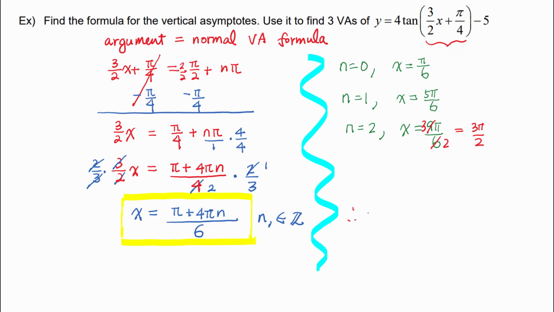So therefore, the 3 VAs that they want me to find are x equals pi over 6, x equals 5 pi over 6, and x equals 3 pi over 2. So I found my 3 VAs as well.